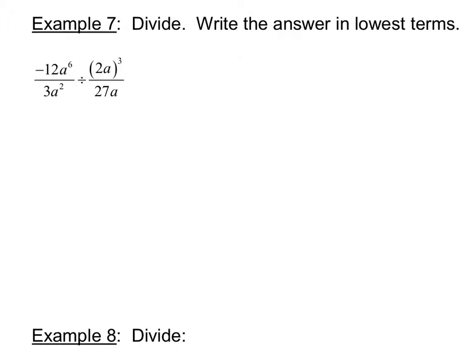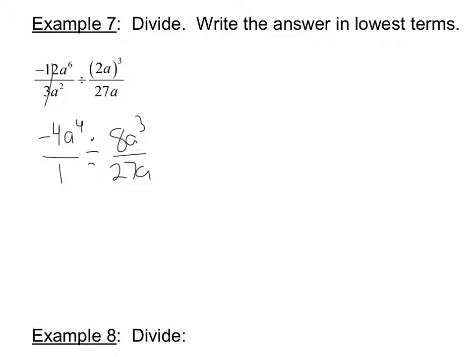Alright, so now it says divide. Okay, so it says divide here. So here, watch what I do. Well, I'm going to simplify the fractions first. So this is going to be negative 4a to the 4th, because 12 divided by 3 is 4. A to the 6 divided by a squared, a to the 4. So I'm going to put that over 1. And then this is going to be divided by 8a to the 3rd over 27a.